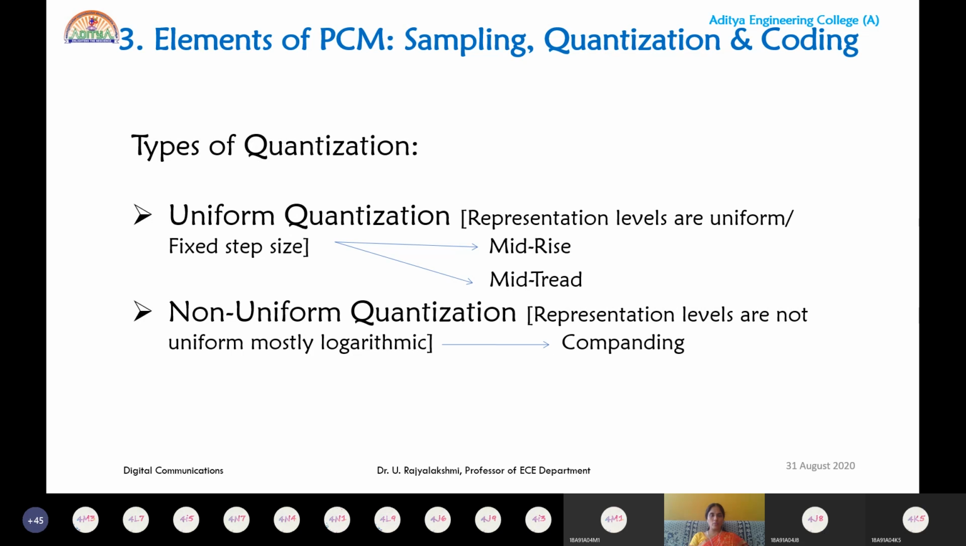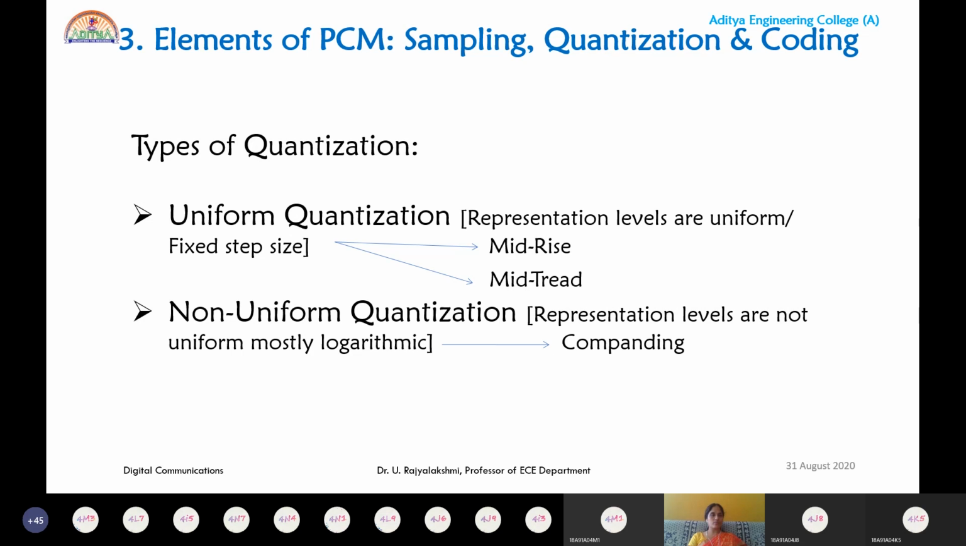In the case of non-uniform quantization, the response is logarithmic and the example is compounding. Here the step size is not uniform. Out of the two, the generally preferred one is non-uniform quantization, because uniform quantization may affect the SNR, the signal to noise ratio. For providing a constant SNR, the compounding technique is preferred.